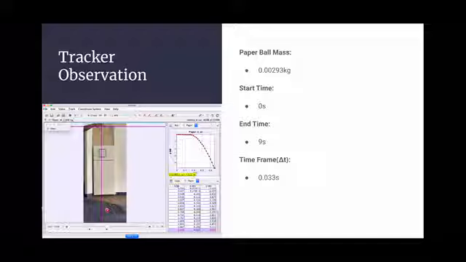After uploading the video to Tracker, I was able to create a graph of the position versus time of the paper ball falling. As you can see, due to human error, the paper ball did shift towards the right horizontally a bit, and so that made some errors in the graph.